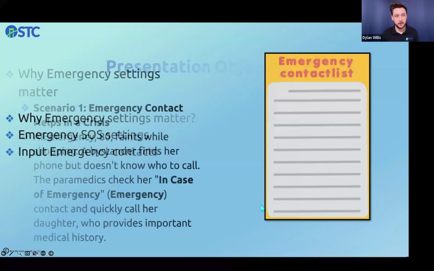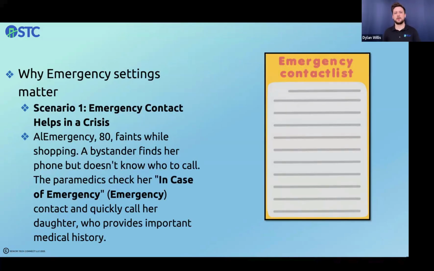Absolutely. So, starting off, we're going to look at our first scenario here, where we've got Al, who's 80 years old, and he faints while shopping. A bystander finds his phone, but they don't know who to call. Luckily, the paramedics arrive, and they're aware of how to check for in case of emergency contacts. And they're able to quickly identify that as his daughter and provide some important medical history, and of course, meet them at the hospital to have that emergency contact be available for them.